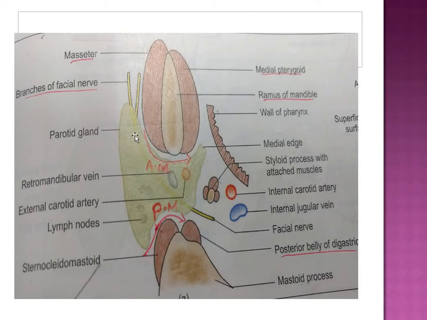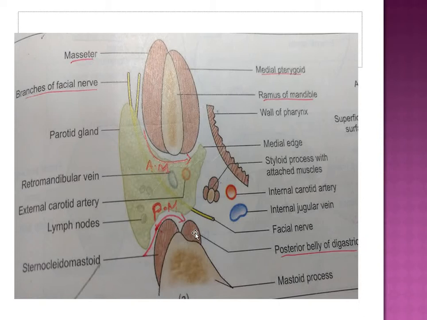It can be seen here. This is the anteromedial surface. This is the posteromedial surface. So anteromedially we can see the ramus of the mandible, the medial pterygoid, and the masseter muscle. Whereas posteromedially we can see its relationship with the mastoid process, with the sternocleidomastoid and the posterior belly of the digastric. This is the sternocleidomastoid and the posterior belly of the digastric.